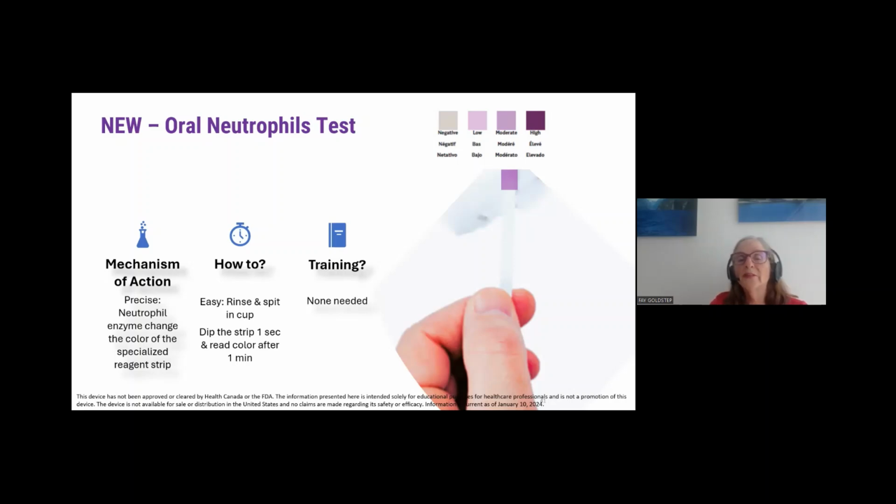Basically, all the patient has to do is rinse and spit in a cup, dip the strip in for 1 second, and read the color after 1 minute. So basically, it's a 1 minute, 1 minute and a bit test. No training is needed. The dentist, the hygienist, the assistant, and even the front office person can do it. And actually, at some point, this might be something that patients can do on their own.